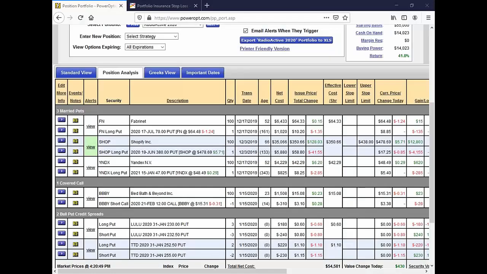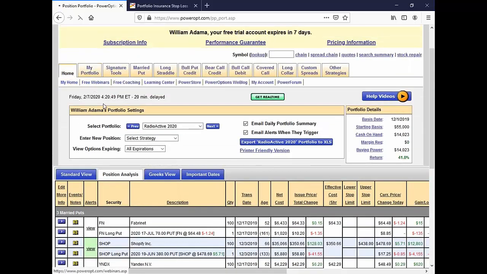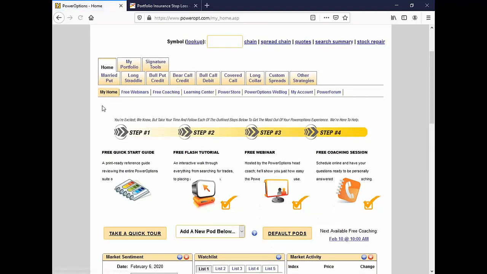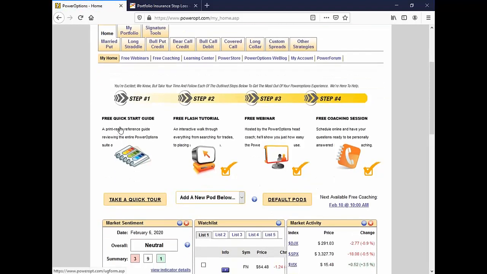All right, so let me go ahead and change my screen. Okay, just making sure the view comes up. Fantastic. What we're looking at here is just your basic Power Options trial account. For those of you who just got started, I encourage you to take a look at the free quick start guide, flash tutorials, free webinars, and coaching sessions, the 4 steps that are outlined for you.